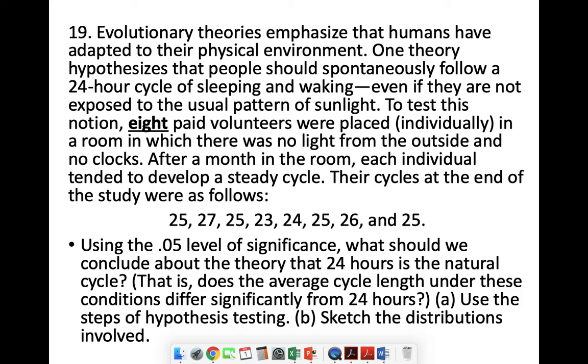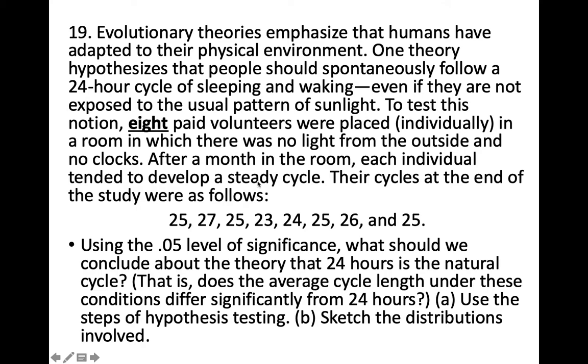Evolutionary theories emphasize that humans have adapted to their physical environment. One theory hypothesizes that people should spontaneously follow a 24-hour cycle of sleeping and waking, even if they are not exposed to the usual pattern of sunlight. To test this notion, 8 paid volunteers were placed individually in a room in which there was no light from the outside and no clocks. After a month in the room, each individual tended to develop a steady cycle. Their cycles at the end of the study were as follows.